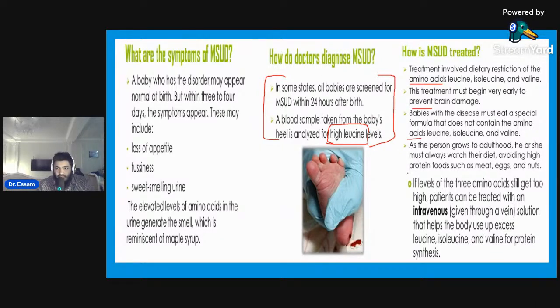I will ask you questions from this. This is some extra work that you have to do. What are the symptoms of maple syrup urine disease, how to diagnose it, and how it is treated, what is the treatment.